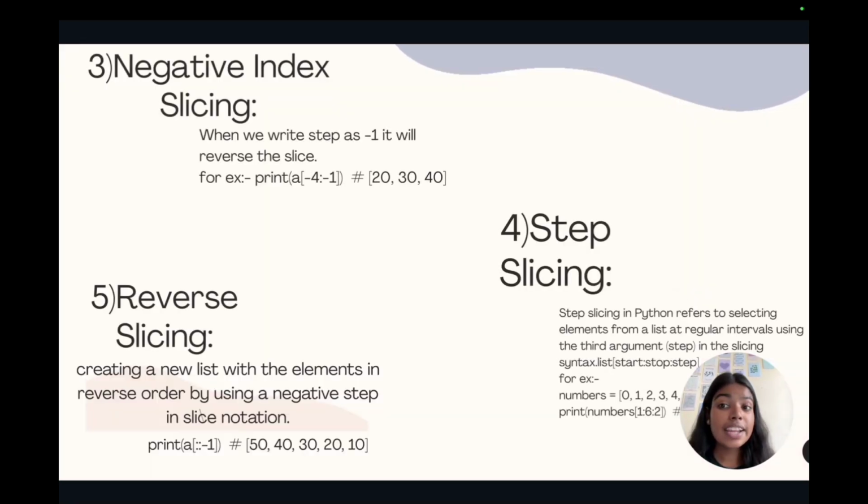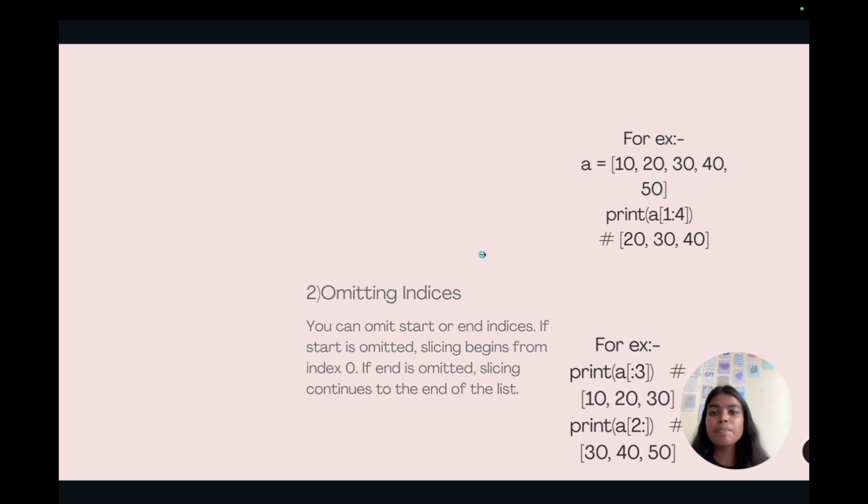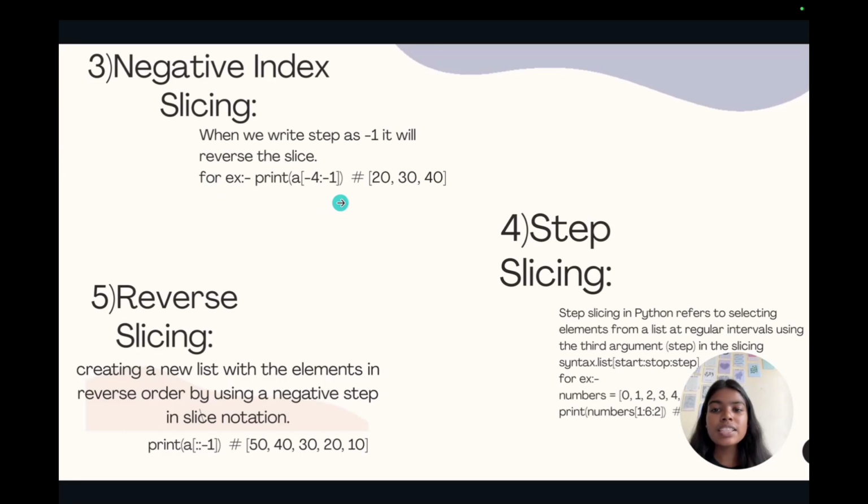The third is negative index slicing. When we write step as -1, it will reverse the slice. For example, print a[-4:-1]. In this example, we can see 50 is at -1 index, 40 at -2, 30 at -3, 20 at -4, and 10 at -5. So 20 is at -4, so the output is 20, 30, and 40, and it will exclude -1.